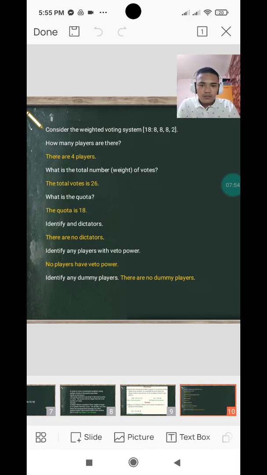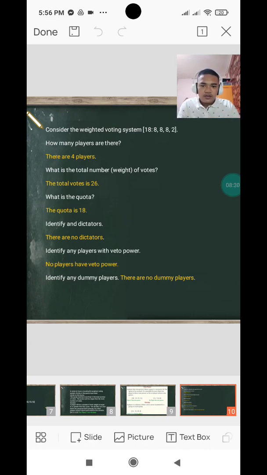What is the total weight of votes? The total votes is 26. We use addition: 8 plus 8 plus 8 plus 2 equals 26. Next, what is the quota? Our quota is 18, right there in the first line.